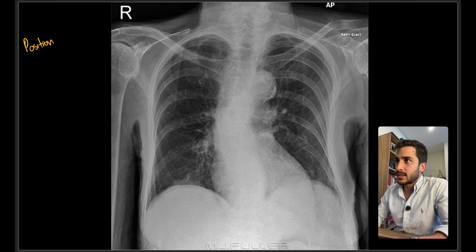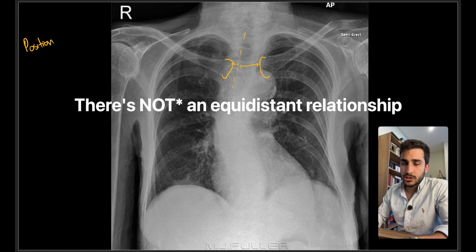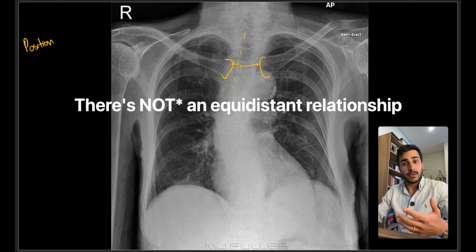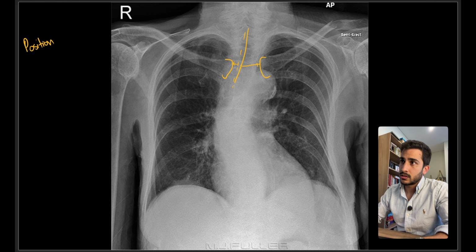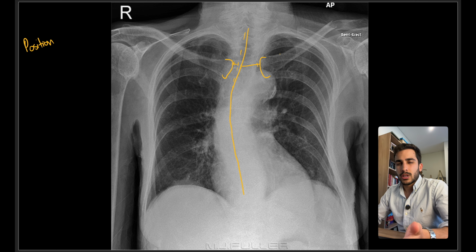Okay, so looking at the medial borders of the clavicle, it's hard to tell, but that's the right border there. This is the left border, and this is the spinous process. Okay, so obviously there's a bit of an equidistant relationship between that. So usually you might say that the patient is rotated quite a bit. However, the spine has mild to moderate scoliosis. So in that case, we can't really rely on this metric.